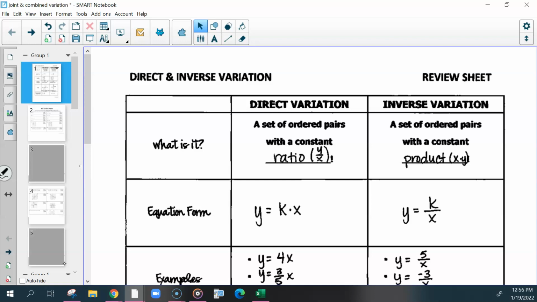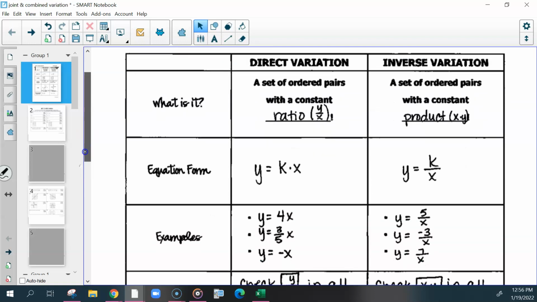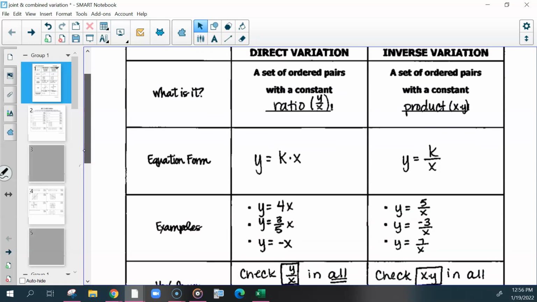So this first page is a lot of review. It's putting all of the direct and inverse variation together so we can compare them. So let's do that really fast. I'm just going to talk through what's given here. For a direct variation, to find k, it's a ratio, y over x. For inverse, it is a product, y times x or x times y, either or. The equation of a direct variation is y equals kx. The equation for an inverse is y equals k over x. And you can see the different examples they give you.